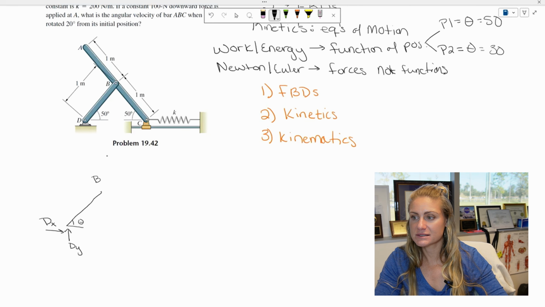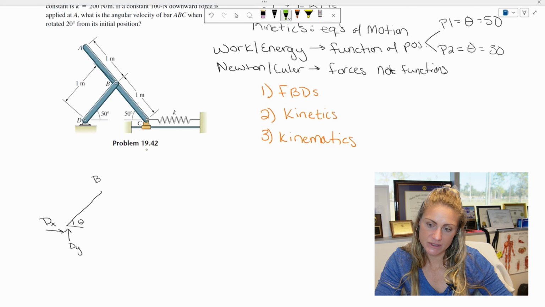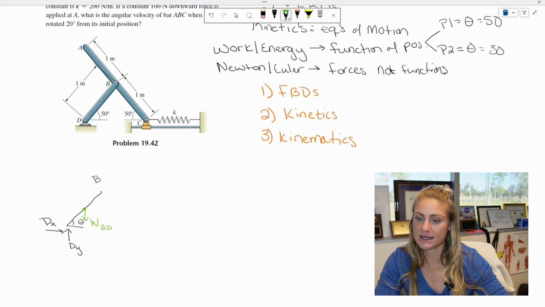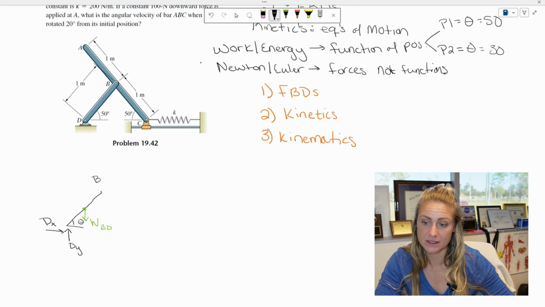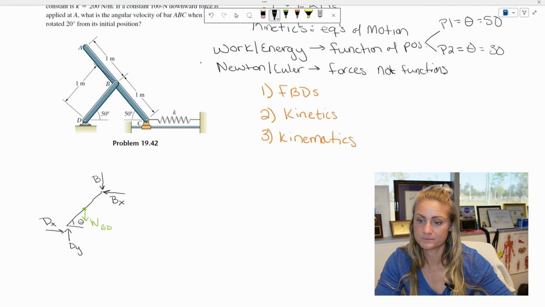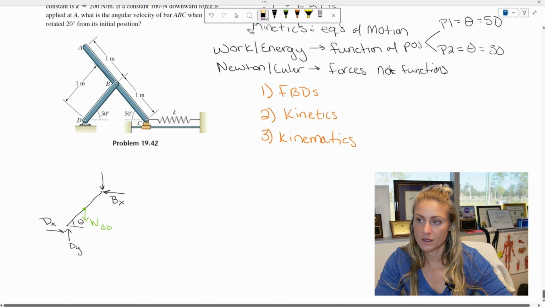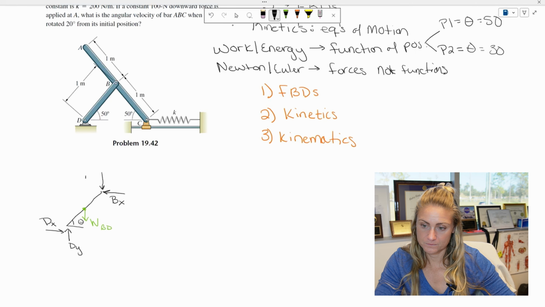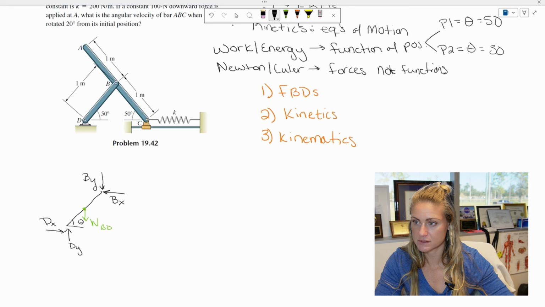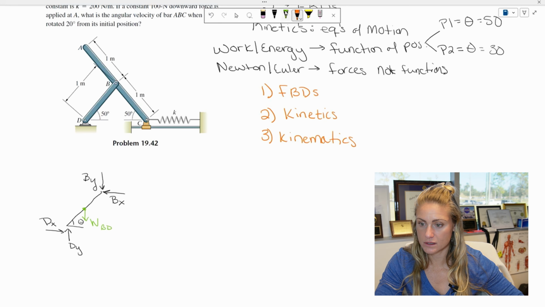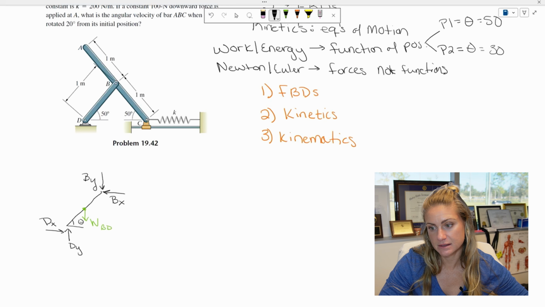Okay, I also have a weight present. The weight is going to act at the center of mass. So this is the weight of BD. Okay, and then I also have my reaction forces at B. So I'm going to have Bx, and I'm going to have By. Anything else on this free body diagram? I don't think so. So let's go ahead and draw the ABC bar.